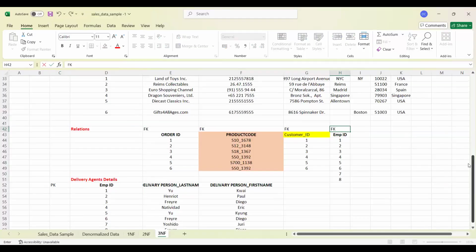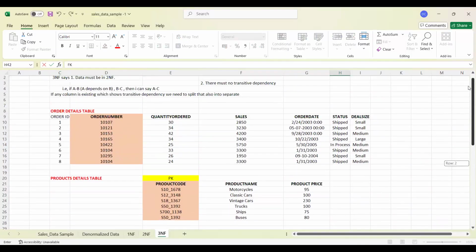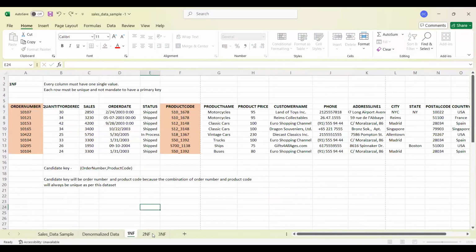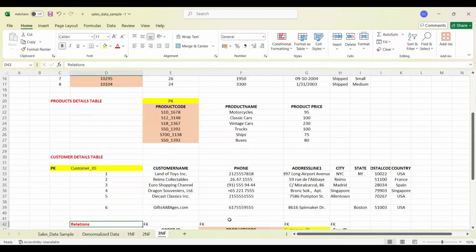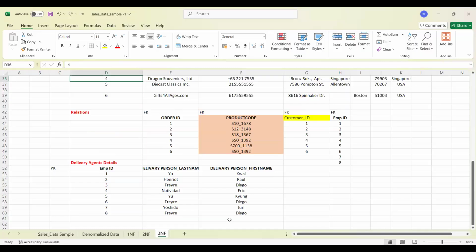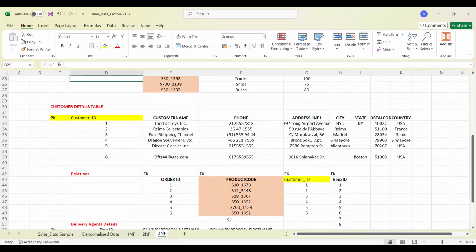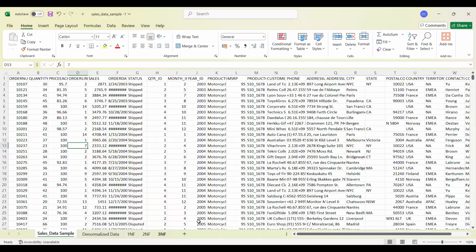Now if we do it like this, it satisfies each and every rule of 3NF. If you observe, we are now done with the three normal forms. In the databases we will have tables like this only: order details, product details, customer details, delivery details. As developers, we get this data directly. But before it gets to us, data engineers follow these rules to convert denormalized data into 3NF.